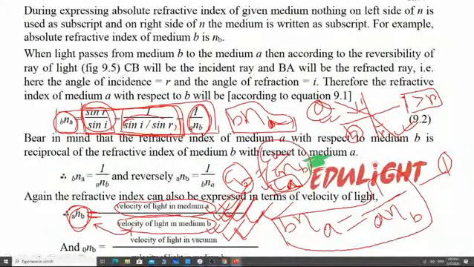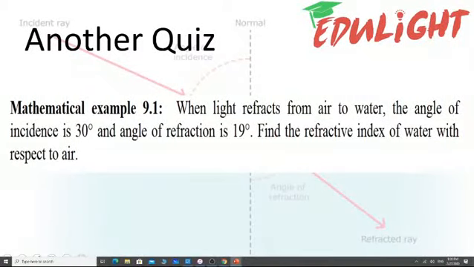That's why they have stated this formula in your book, based on the previous syllabus. This is another mathematical example which you might face on your exams as well. When light refracts from air to water, the angle of incidence is 30 degrees and the angle of refraction is 19 degrees.